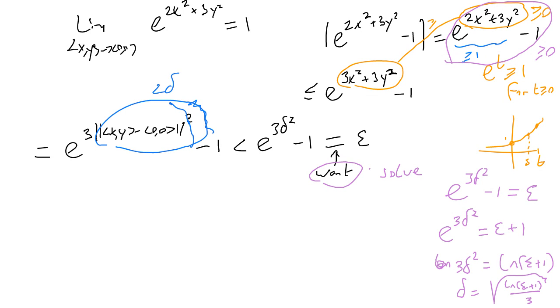So this is where the delta written in the solution comes from. It comes from solving this equation over here, where e to the power 3 delta squared minus 1 should be equal to epsilon. Note that all of this makes sense because epsilon is positive, so epsilon plus 1 is bigger than 1. And therefore, the log of something that's bigger than 1 is going to be bigger than 0. So this is actually positive, and therefore I can take the square root. So all of this makes sense. Okay, any questions about this part so far? So how to get the delta?